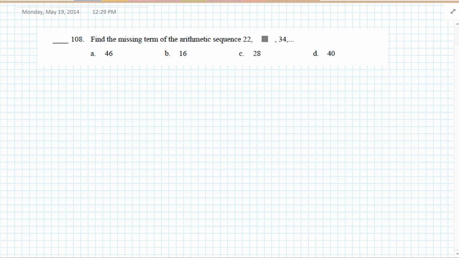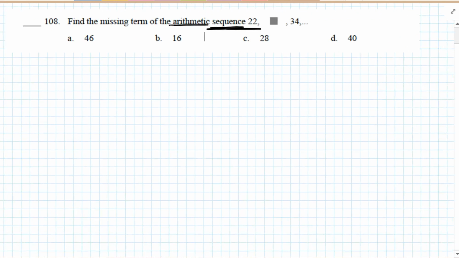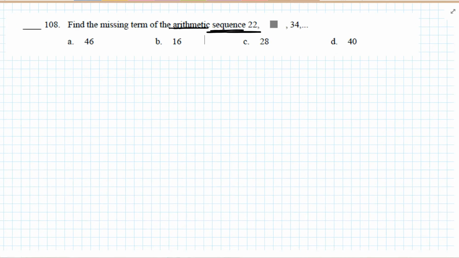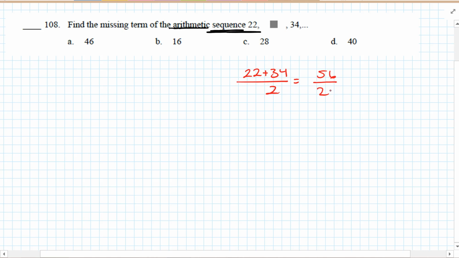108. Find the missing term of the arithmetic sequence. Okay, that tells us the missing term is just the average. So 22 plus 34 over 2 is our answer. So that'd be 56 over 2, which would be 28. Our answer is C.